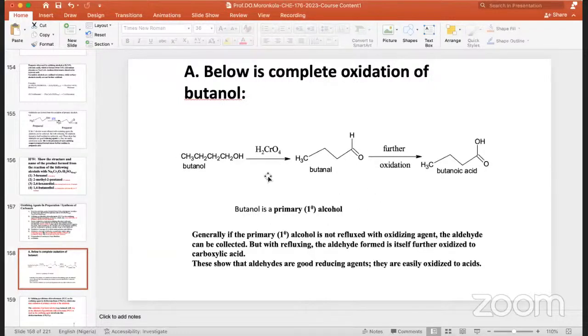And that is to show that all aldehydes are good reducing agents. So it shows that. Then, if it is a secondary alcohol, with this same chromium compound, you have the formation of your ketone finally.